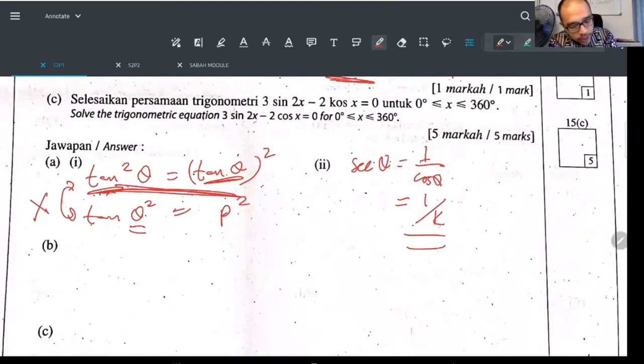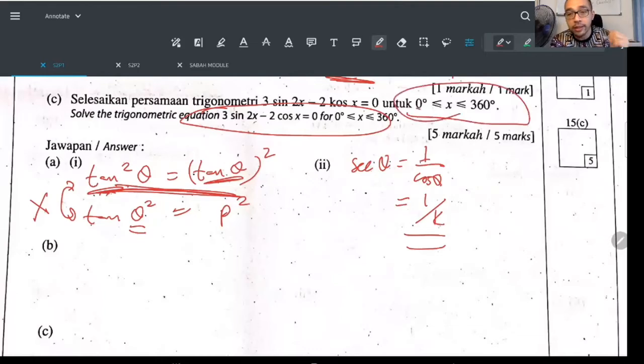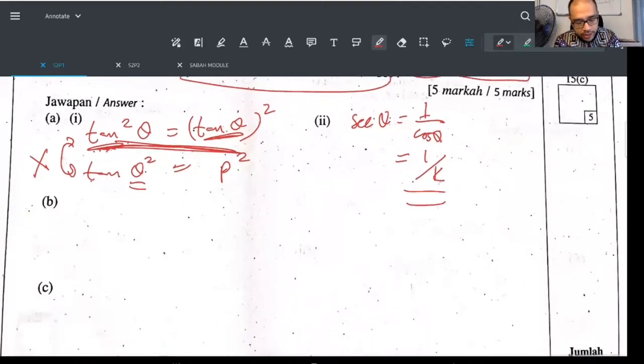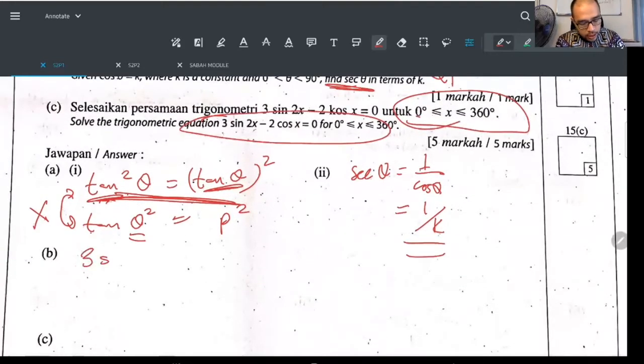Okay, the last one. Solve the trigonometric equation. First thing you need to do is look at the range. All four quadrants are involved, so everything comes into mind. Let's start with this: 3 sine 2x minus 2 cos x equals 0.